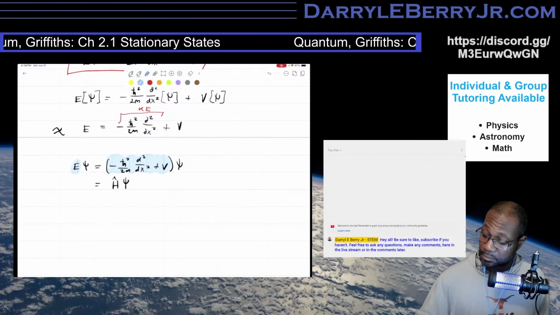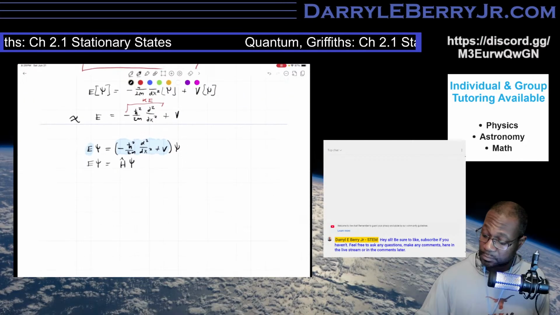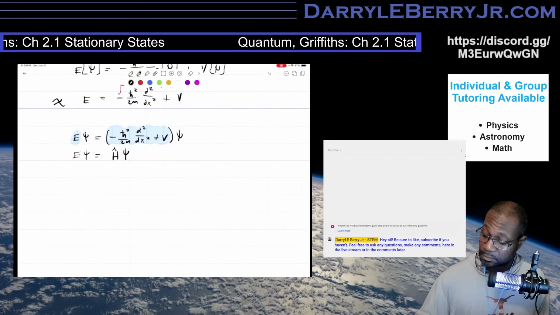I'll write this line one more time. And interestingly enough, the way this works is, if we were to take the expectation value of the Hamiltonian, let's see what this looks like.